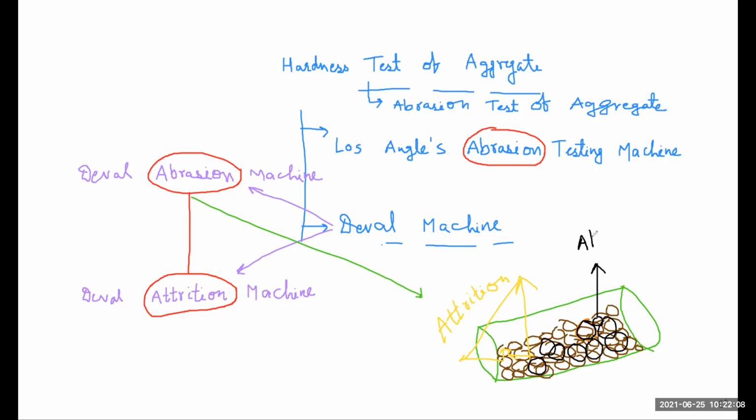So basically abrasion occurs between two different objects, and attrition occurs between two same objects. The object may be aggregate, or the object may be steel ball and steel ball. So just see here, we have two words. One is abrasion, and the next one is attrition.